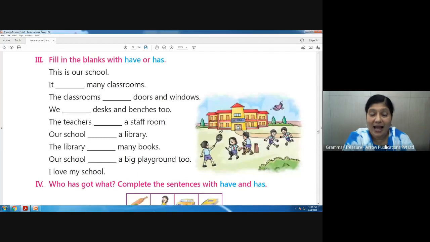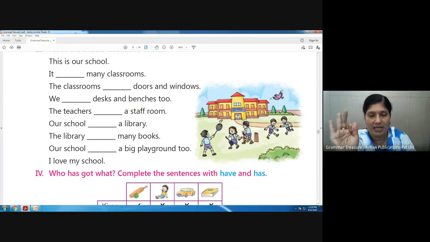Fill in the blanks with have or has. Remember the rules before you fill in either have or has. This is our school. You can see the picture of the school. This is our school. It dash many classrooms. He, she, it. We use has. It has many classrooms. The classrooms dash doors and windows. Classrooms is singular or plural? It is plural. So classrooms have. For plural we use have. The classrooms have doors and windows.